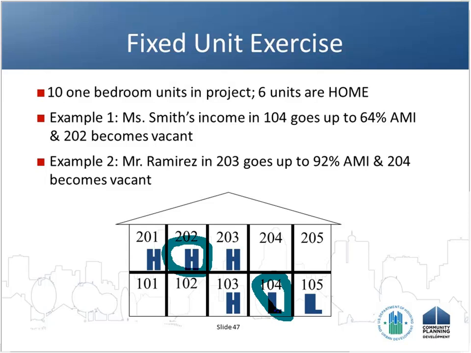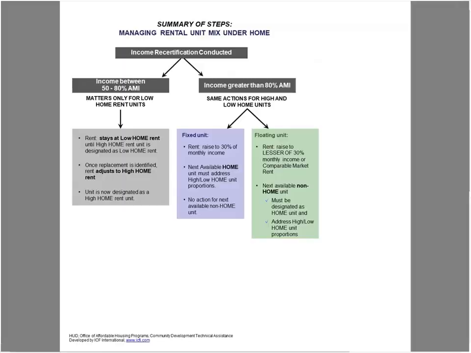So when we look back at our chart, in this case, we're dealing with fixed. We've got a household, so we're looking at this part of the chart. We've got a household that has gone over the 50% rent, but they're still below 80%, and it's a low home unit. So we're keeping Mrs. Smith, her rent the same until we're able to replace this.